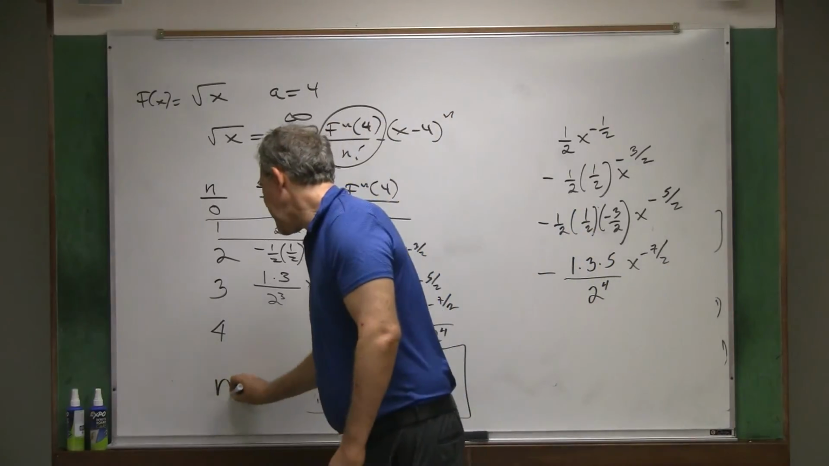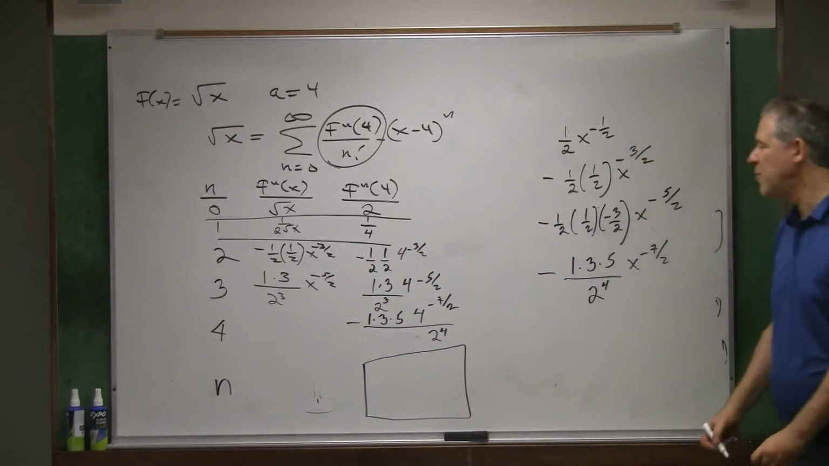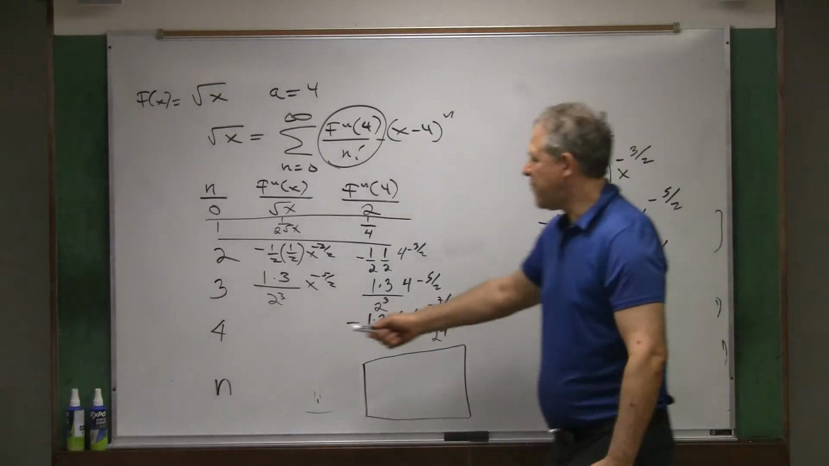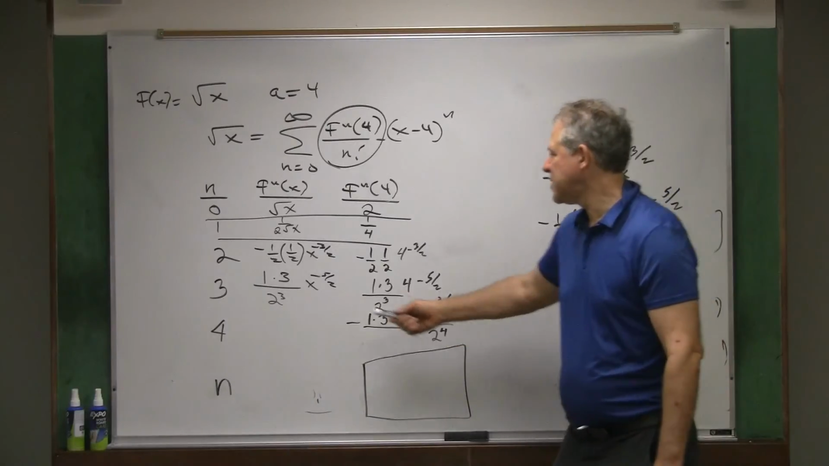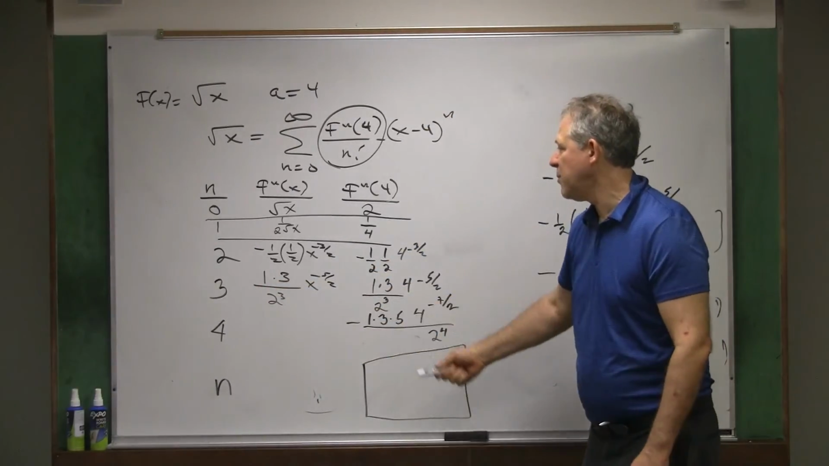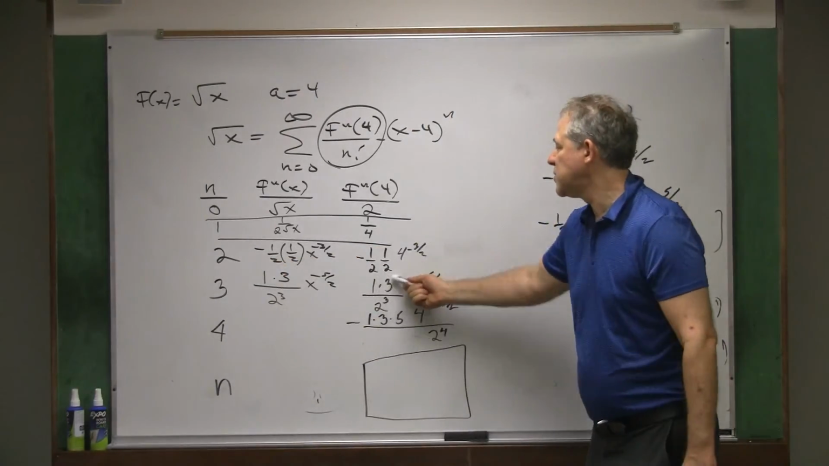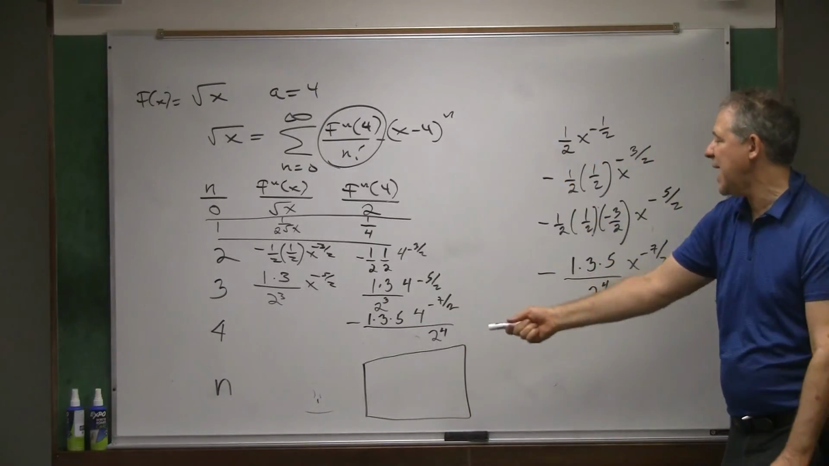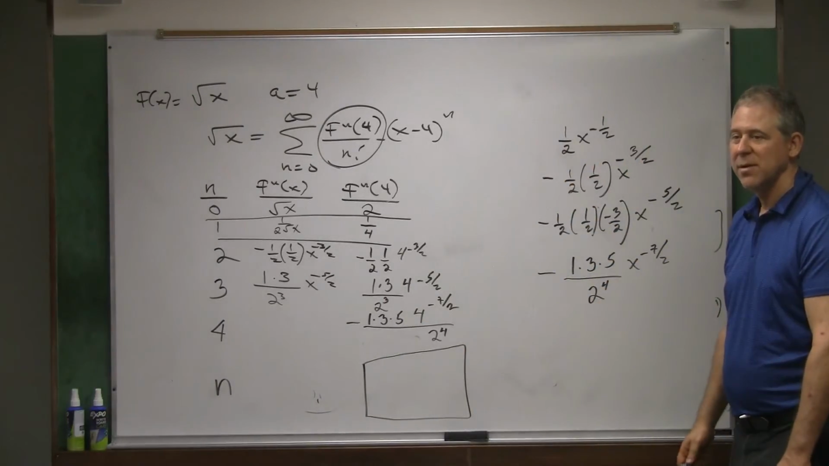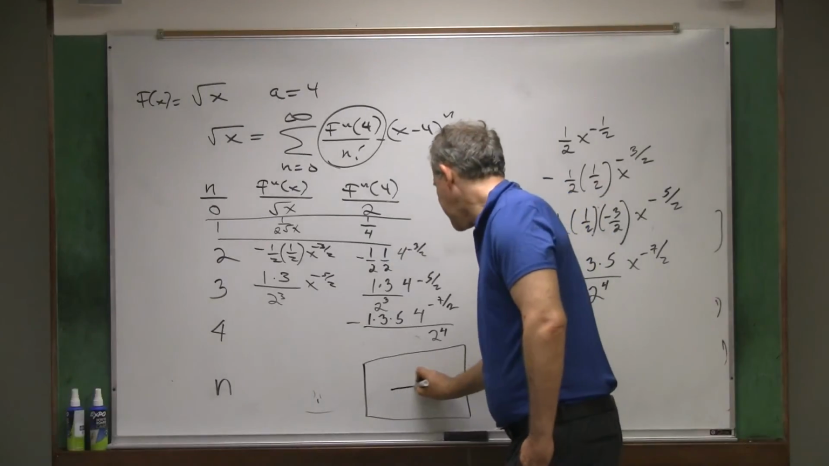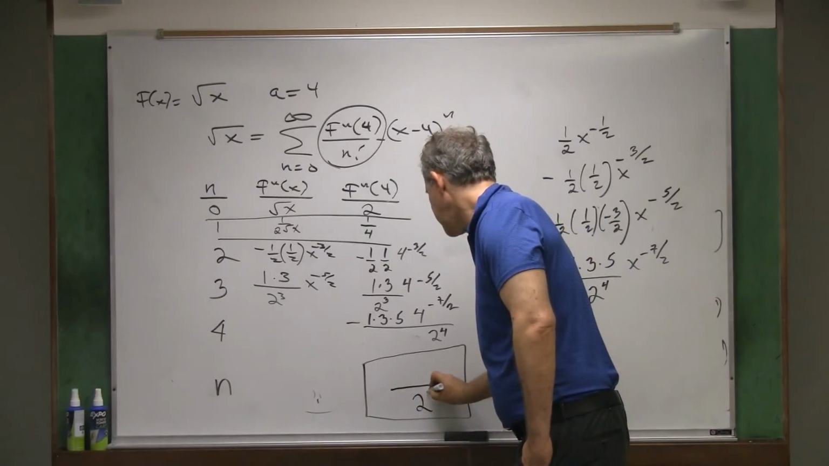What happens when it's n? What's the pattern? Let's go through the pattern. When it's a 4, it's a 2 to the 4. When it's a 3, it's a 2 to the 3. When it's a 2, it's a 2 to the 2 in the denominator. So when it's an n, what's in the denominator? 2 to the n. That's the obvious pattern. So we got 2 to the n.